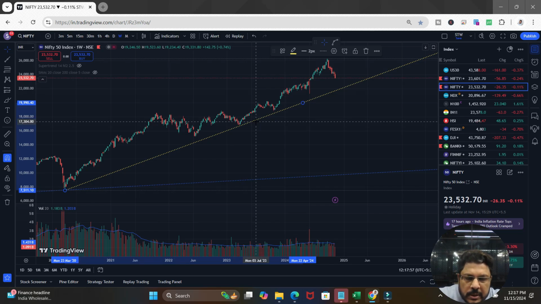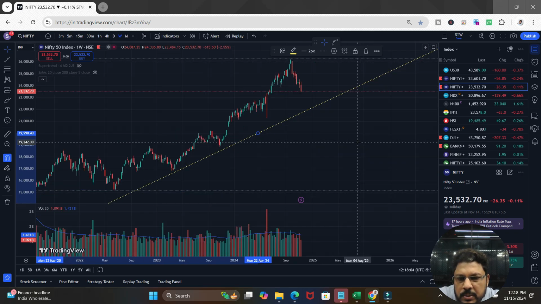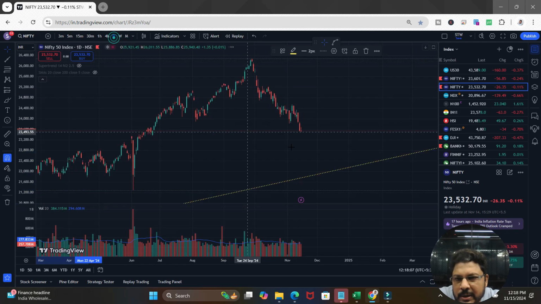So I have removed all the indicators. I'm just putting basic trend lines. This is very easy, anybody can do it, so you can do it this way. Then we go to a daily time frame.